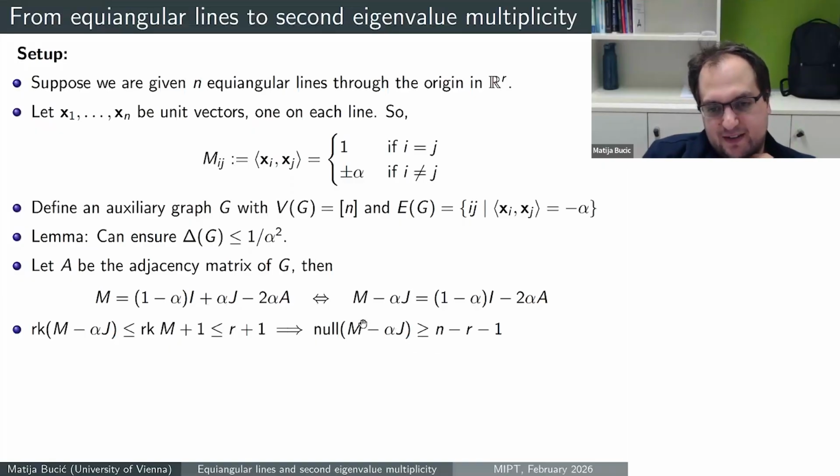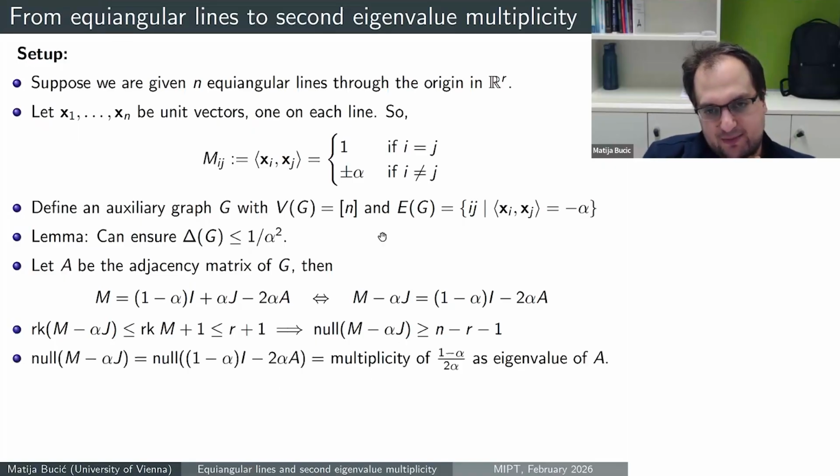Very good, but now we don't understand anything about this M minus alpha J matrix. It's sort of arbitrary, but the matrix on the right is essentially an adjacency matrix of a graph, slightly translated and modified by identity, which means we can keep track of what's really happening. So what this is saying is that actually the nullity of this 1 minus alpha identity minus 2 alpha times the adjacency matrix is large.